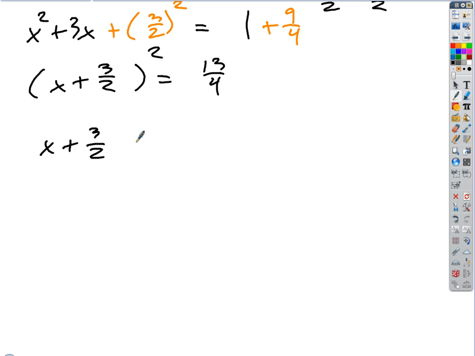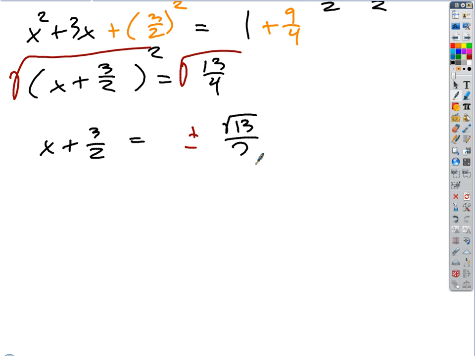So x plus 3 halves equals plus or minus, and really we're just square rooting both sides. So what does the square root of 13 fourths simplify to? Square root 13 over 2. Perfect. 4 is a perfect square, isn't it? And then the last step would just be to add the negative 3 halves in front of the plus or minus, and we got both our solutions. So x equals negative 3 halves plus or minus the square root of 13 over 2.